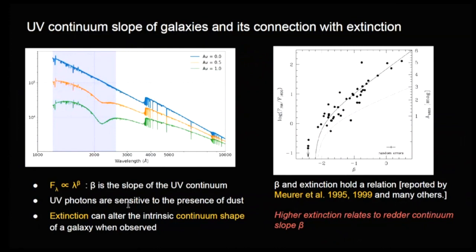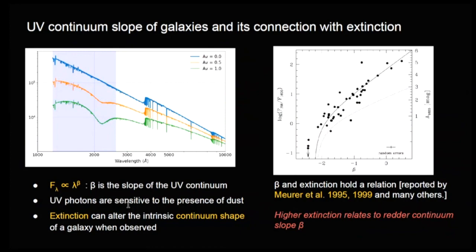So the first thing we started exploring is the UV continuum slope. As we know, the blue spectrum is the model spectrum, and when you introduce extinction to this model spectrum, you see a change in the slope of the continuum, and that is maximally affected in the UV range because extinction affects the UV photons the most.